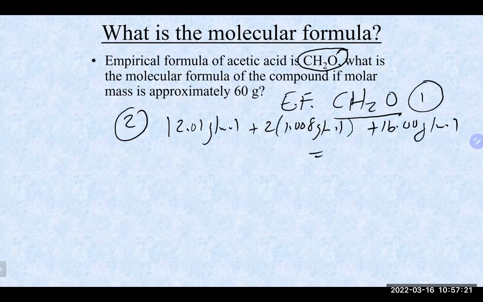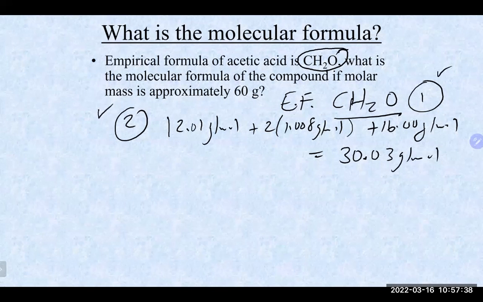And that would get us about 30.03 grams per mole. So now we have the empirical formula. We now have the molar mass of the empirical formula. And this is the approximate molar mass of the compound, which is really the third thing that you need.